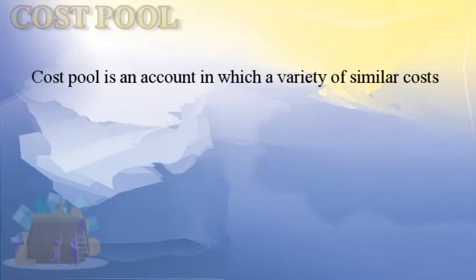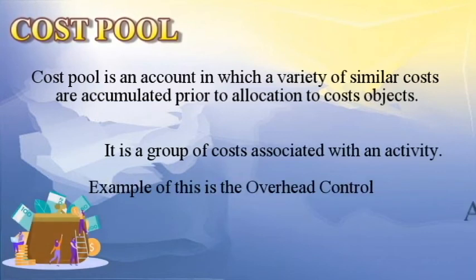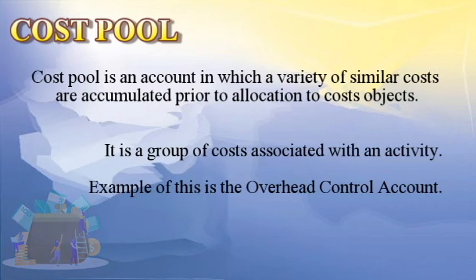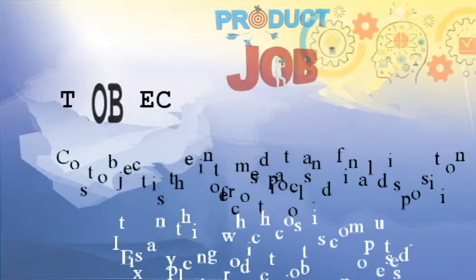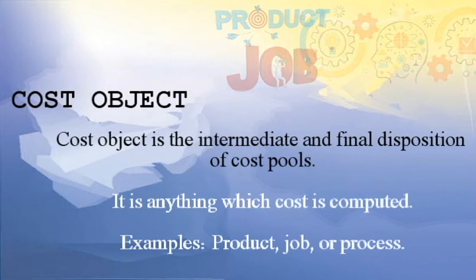Cost pool. Cost pool is an account in which a variety of similar costs are accumulated prior to allocation to cost objects. It is a group of costs associated with an activity. Example of this is the overhead control account. Cost object. Cost object is the intermediate and final disposition of cost pools. It is anything for which cost is computed, such as product, job, or process.